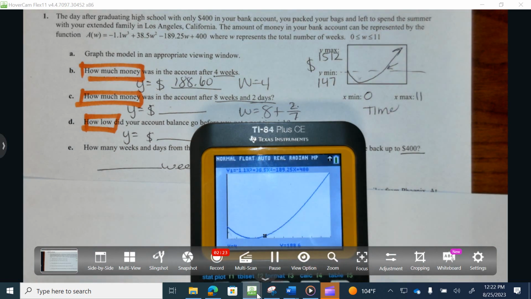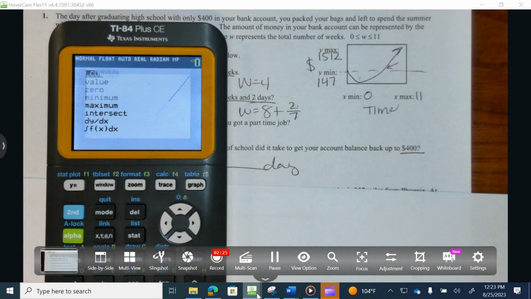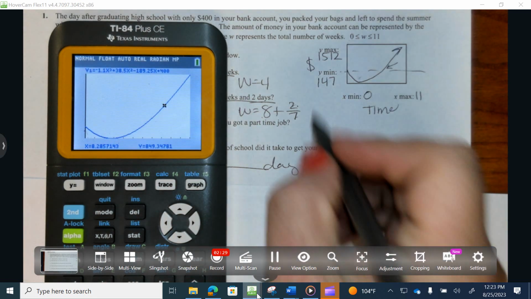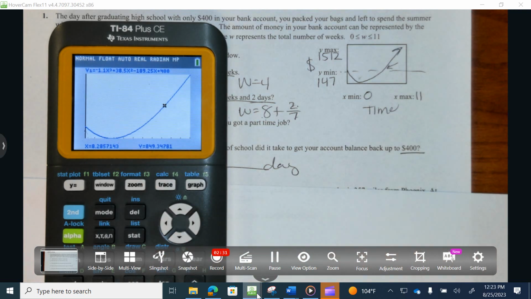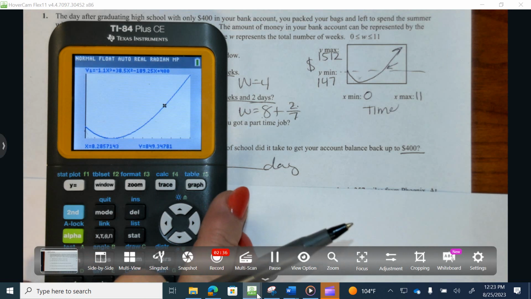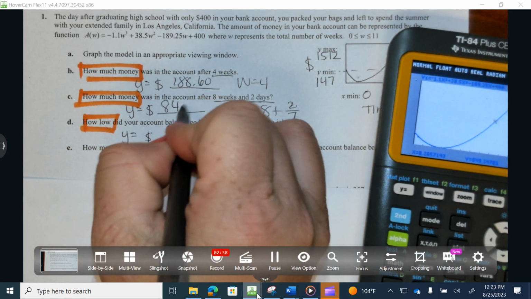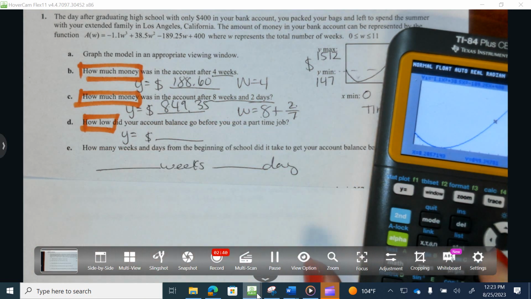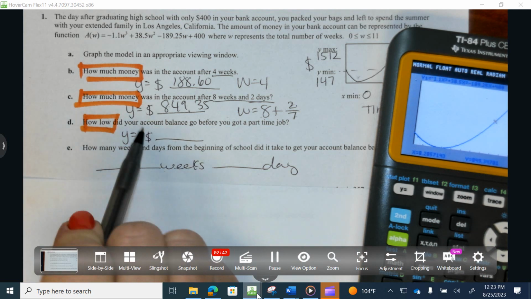How much money after 8 weeks and 2 days? So 8 weeks and 2 days, make sure to put that fraction in parentheses, and this would equate to $849.35. Okay, how low was your account?